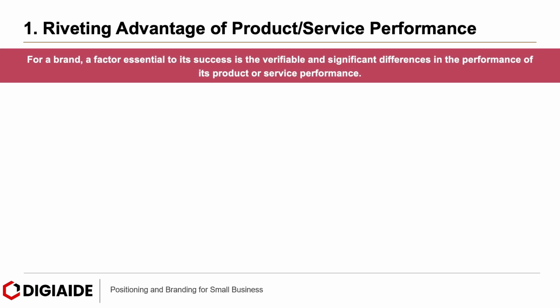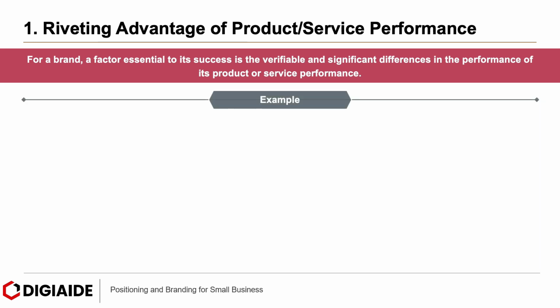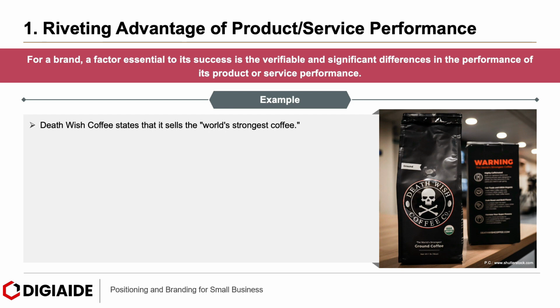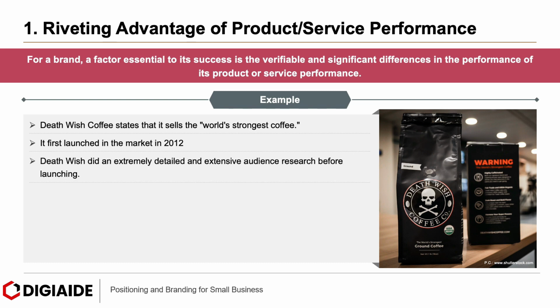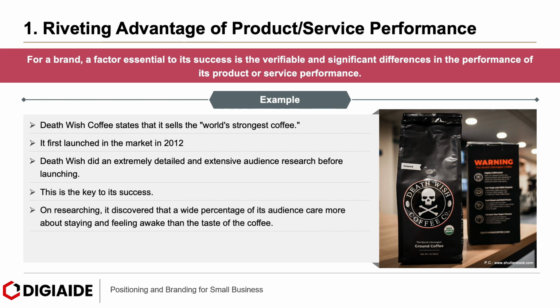For a brand, a factor essential to its success is the verifiable and significant difference in the performance of its product or service. Example, Death Wish Coffee. Death Wish Coffee states that it sells the world's strongest coffee. It first launched in the market in 2012. Death Wish did extremely detailed and extensive audience research before launching. This is the key to its success. On researching, it discovered that a wide percent of its audience care more about staying and feeling awake than the taste of the coffee. Apart from being sold online, this coffee is also sold in grocery stores all over the United States.